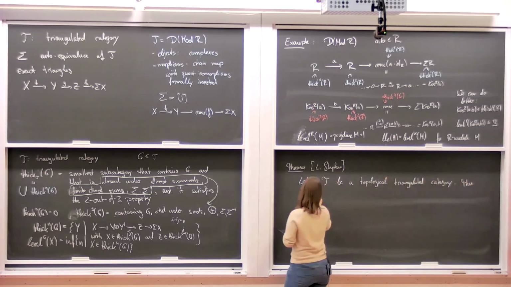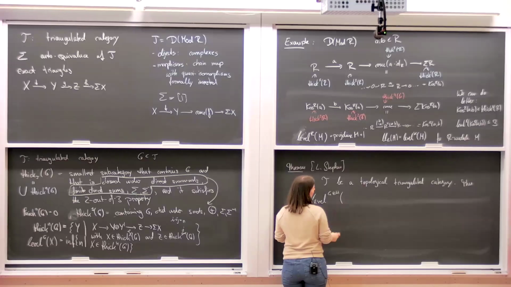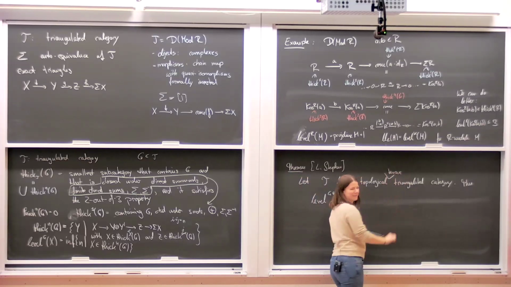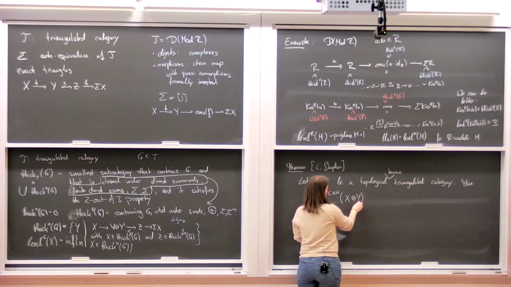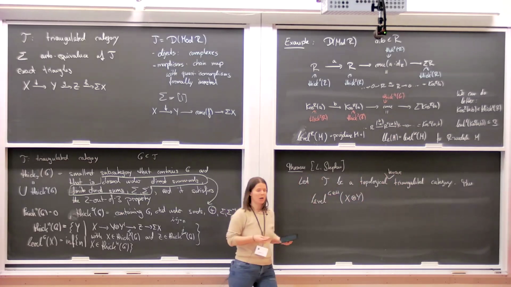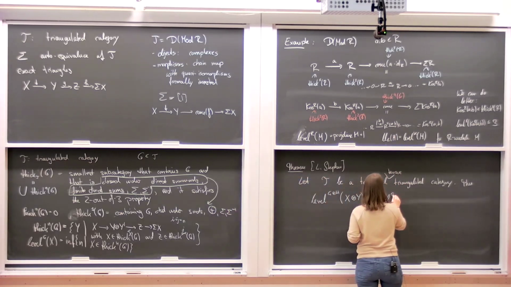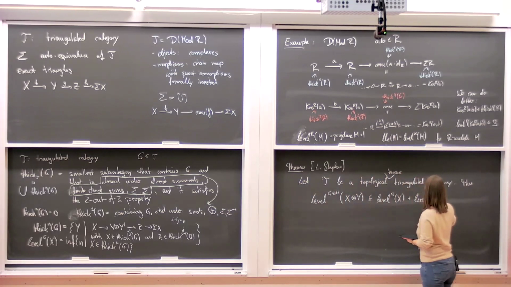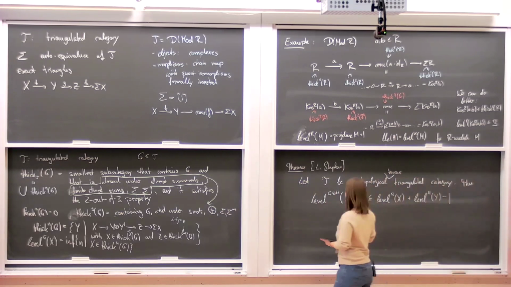Then the level, I should probably put tensor triangulated category in here. We need a tensor product. So the level of x tensor y with respect to the tensor product of generators g and h is bounded above by the level of x with respect to g plus the level of y with respect to h minus 1, for all these objects in T.